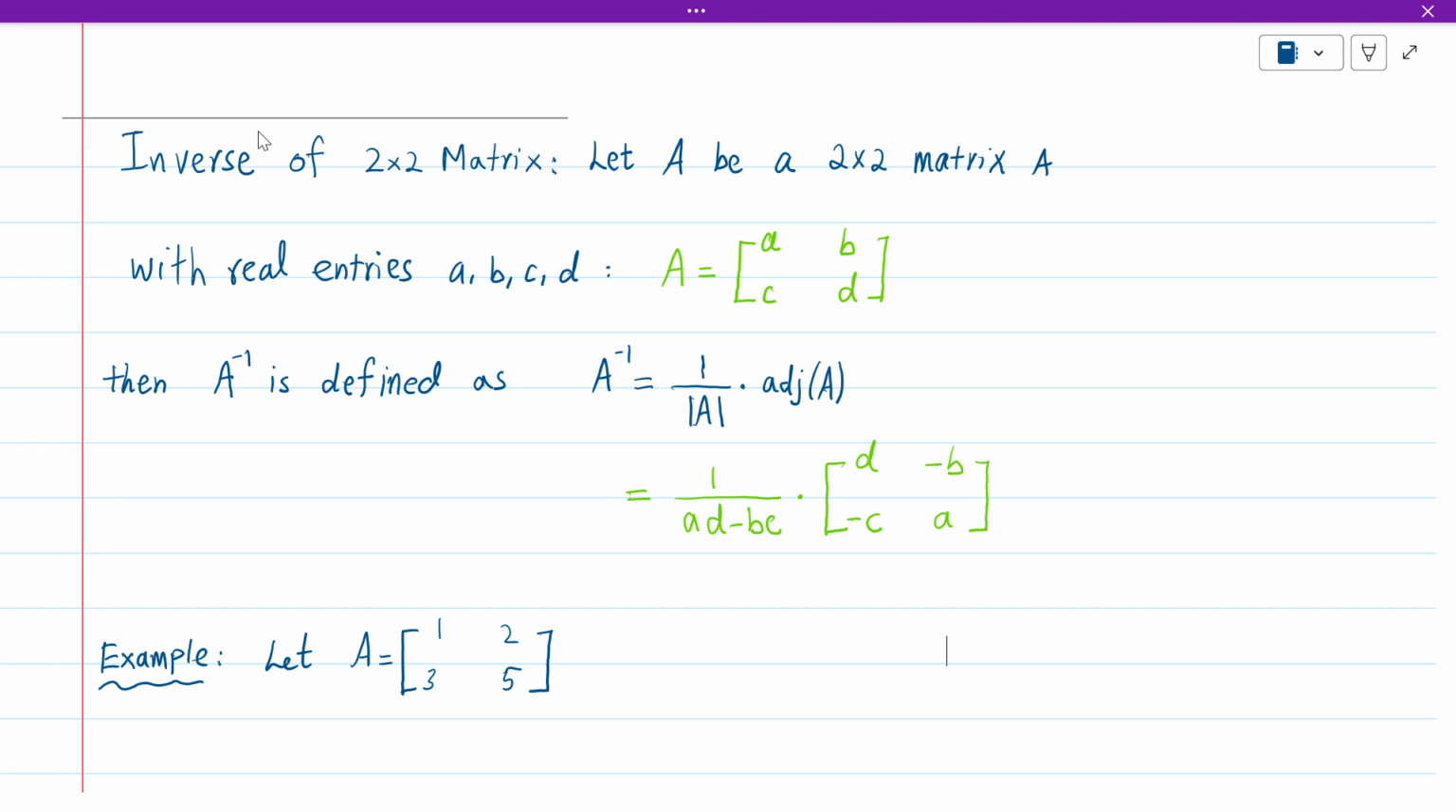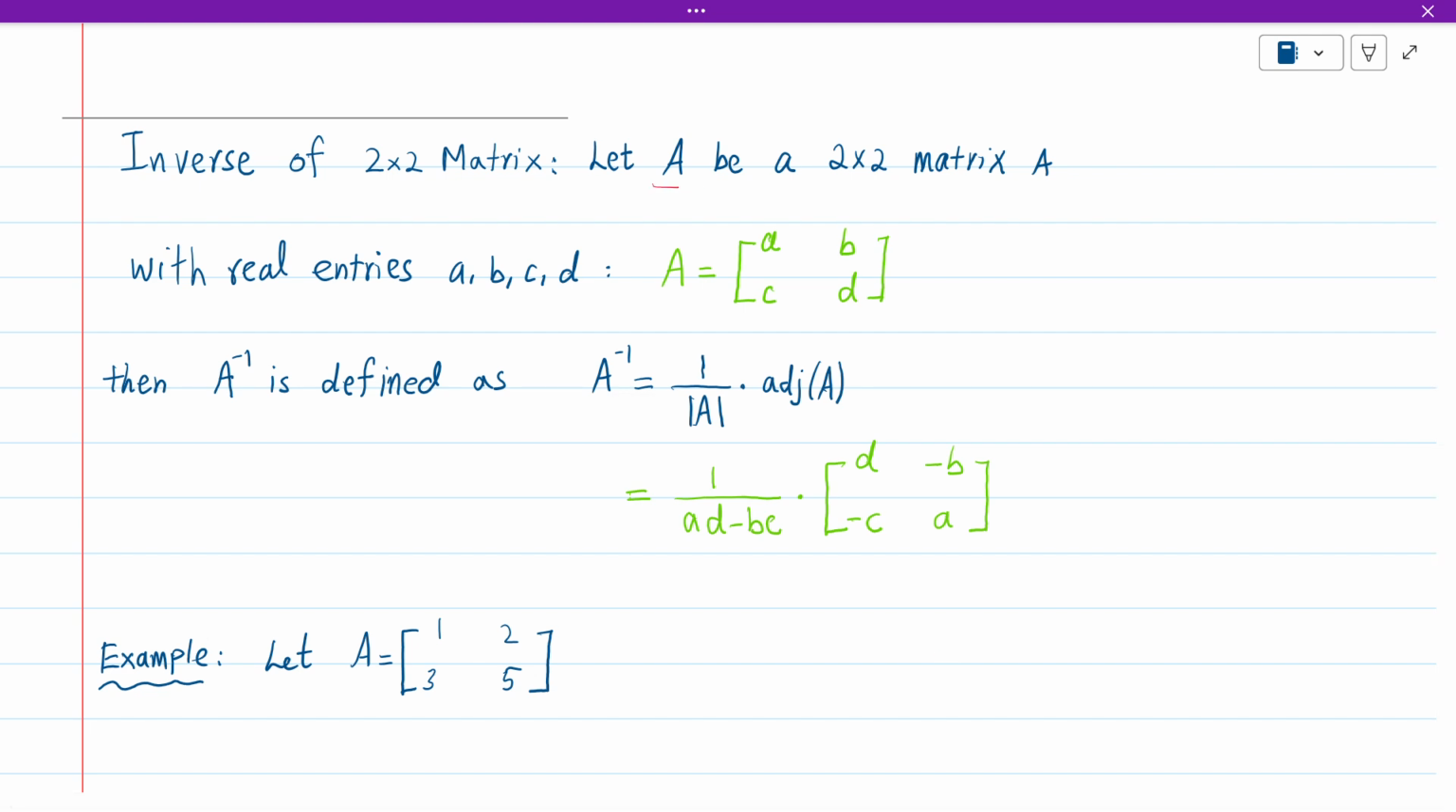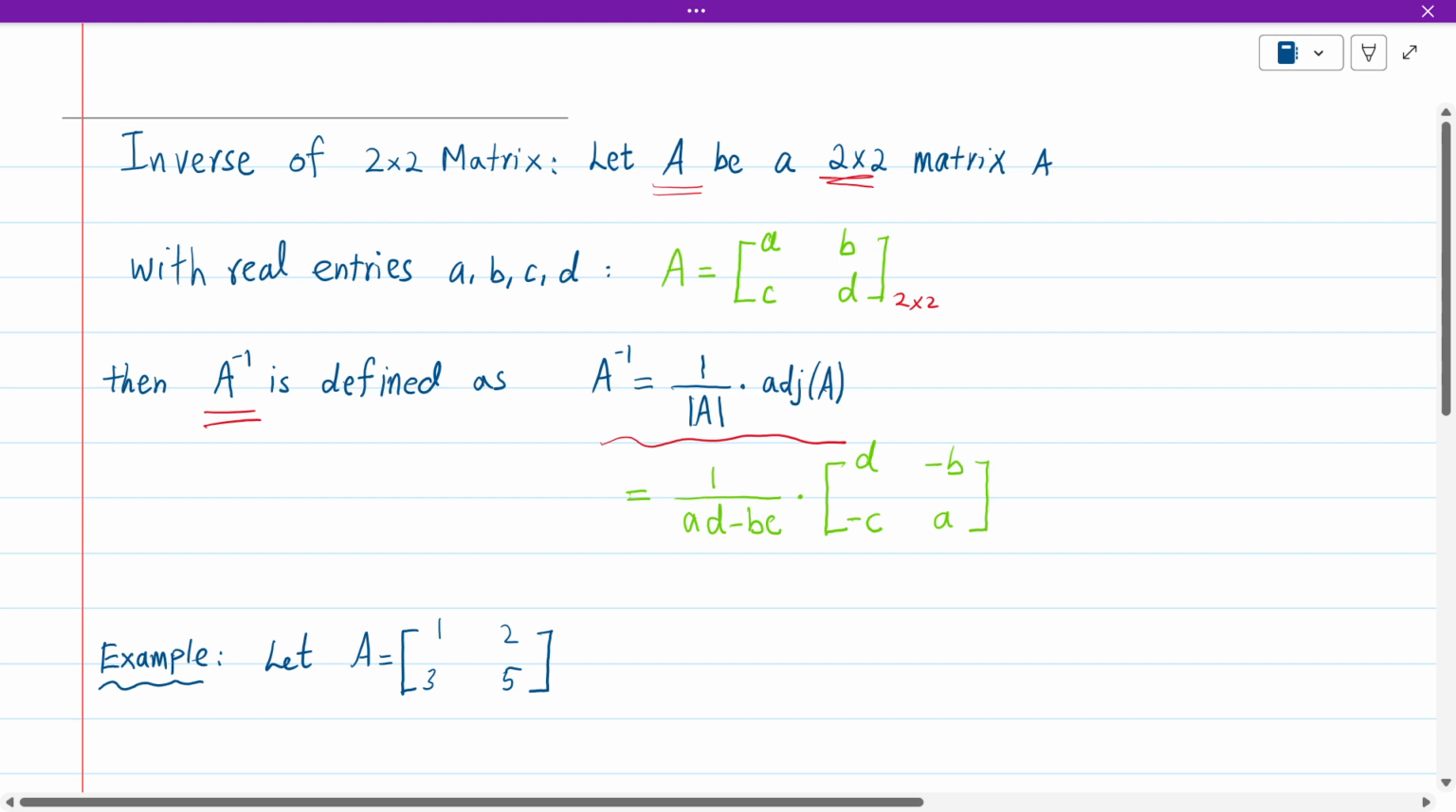Hello again. In this video, we are going to learn about the inverse of 2 by 2 matrices. So we have a matrix A, which is 2 by 2, and generally this is the structure of a 2 by 2 matrix A, just 2 rows, 2 columns. Now A inverse is defined by this formula. We saw it before: 1 over determinant times the adjugate of A.